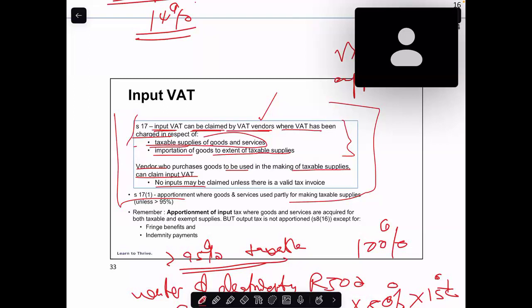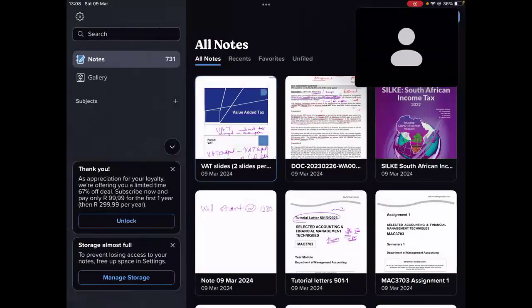Then again, they are saying to us, you only claim provided there is a valid tax invoice. Are we together? Our question is given on the assumption that there is a valid tax invoice. But if it was a discussion question, they were going to clarify whether there is a valid tax invoice or not. Where there is no valid tax invoice, you cannot claim input VAT. Why? Because one of the requirements is not met.